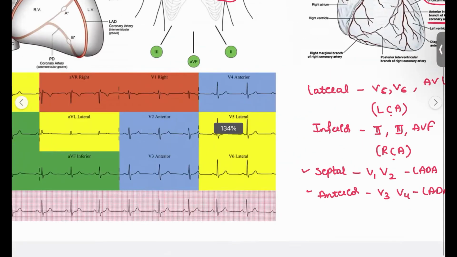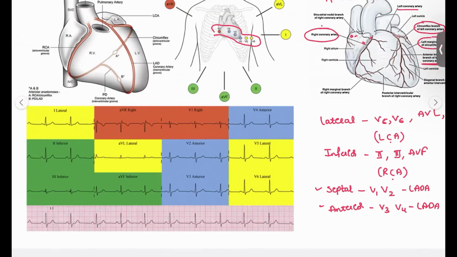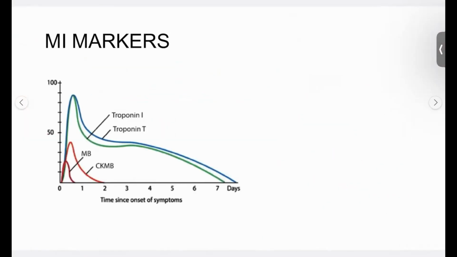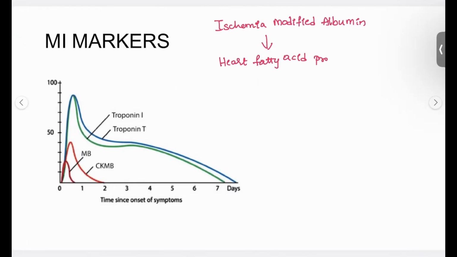So here you can differentiate how these presentations will be seen in a question. Next, here we will conclude what the MI markers are that are elevated in the patient. This is a commonly asked question. What is the most sensitive marker, the first one to be elevated? Always remember it is ischemia modified albumin. The first to be elevated is ischemia modified albumin, and after that the heart fatty acid binding protein will be elevated.